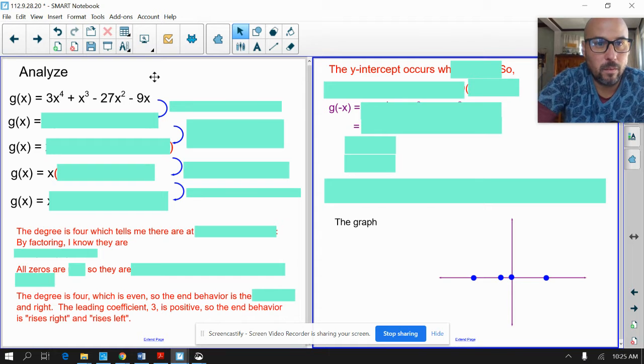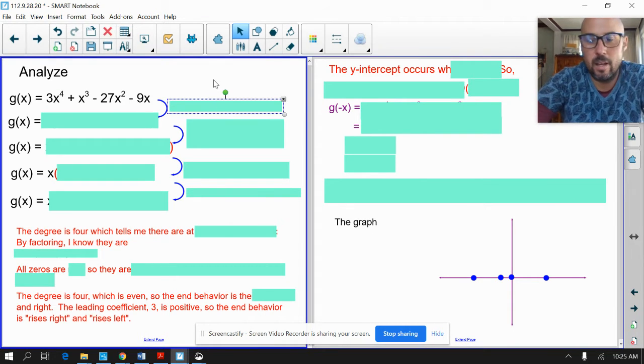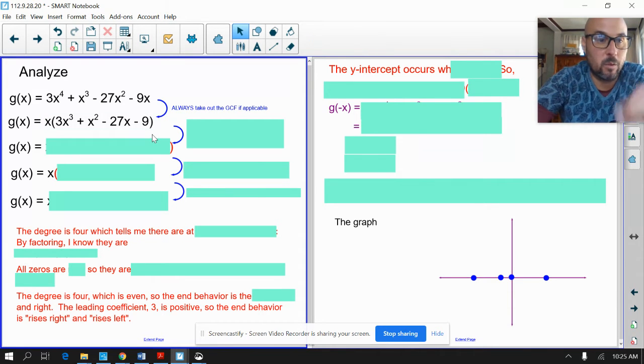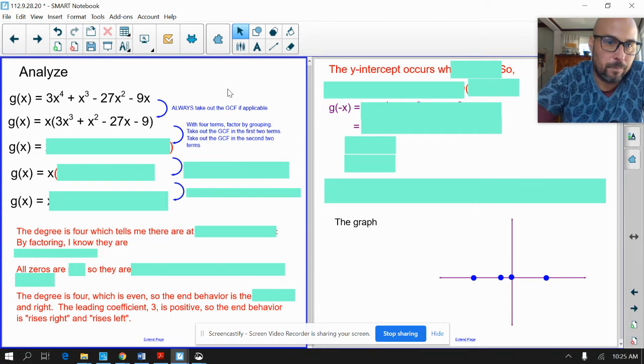For now, the tool that we use will be factoring. Not everything is factorable, but this one is. And when you're factoring, what you always look for first, it is without question, the GCF. The GCF always makes your life a lot easier. And these 4 terms all happen to have an x in common. So you would factor out that x. Now the other factor, 3x cubed plus x squared minus 27x minus 9, all these 4 terms, this is also factorable. And when you have 4 terms, you factor by grouping.